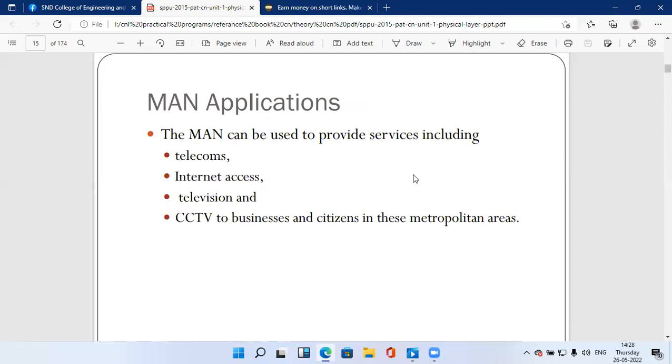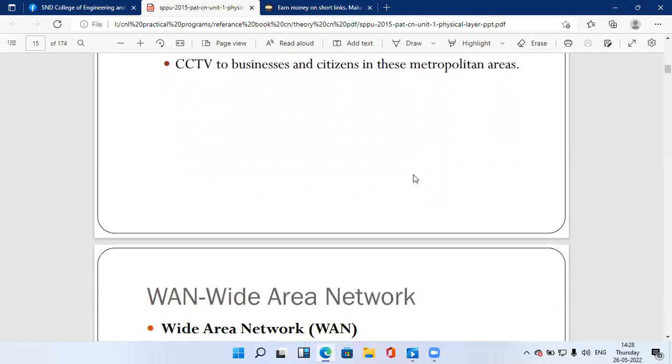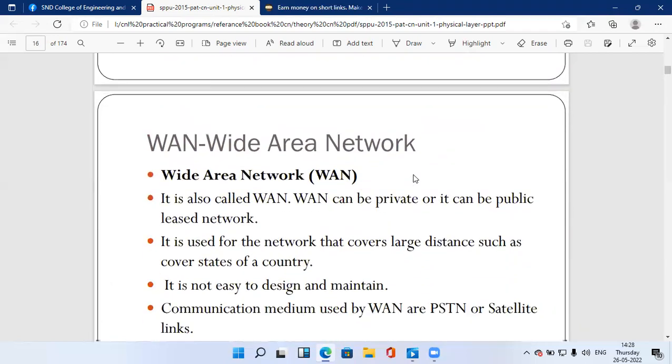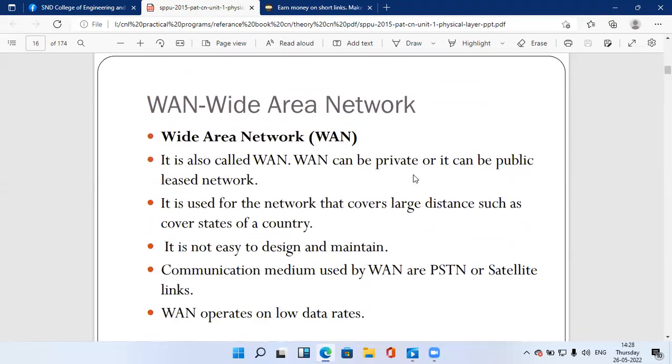Metropolitan area network, some applications also there. The MAN can be used to provide services including telecoms, internet access, television, and CCTV for the business and citizens in the metropolitan area. So these are different applications of your MAN. After that, the next type is WAN, wide area network.